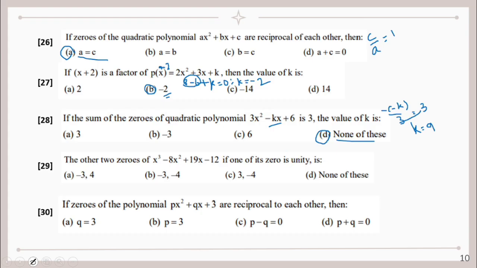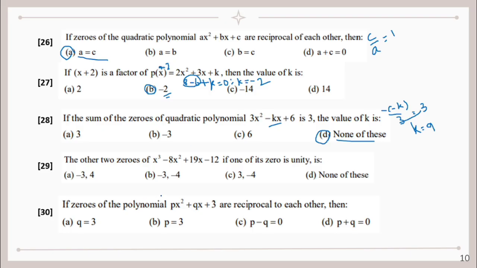So, 1 0 is 1. What will be the other 0 they are asking? Suppose 1 0 is 1, you can apply 1 in this. It is satisfying, minus 8, minus 8, minus 12, 20, 19 plus 120. Yes, 1 is the 0 of this equation.